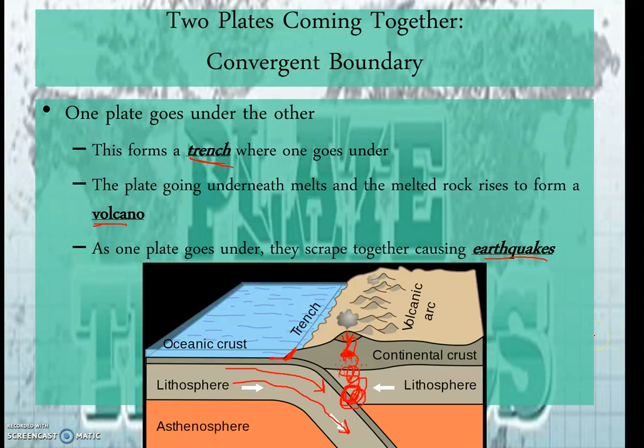If it is two pieces of continental crust crashing into each other, such as the Indian plate crashing into the Eurasian plate, it can form mountains, such as the highest mountain range in the world, the Himalayas.